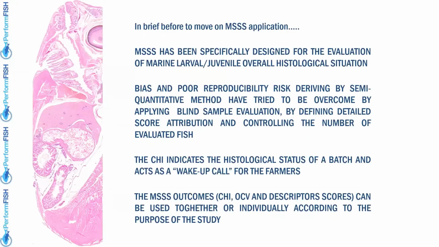And so, in brief, before moving on to the application of our semi-quantitative scoring system: our multi-parametric semi-quantitative scoring system has been specifically designed for the evaluation of the overall histological situation of marine larvae and juveniles. The bias and poor reproducibility risk deriving from the semi-quantitative method have been addressed by applying blind sample evaluation, by defining detailed score attribution and by controlling the number of evaluated fish. The cumulative histological index indicates the histological status of a batch and acts as a wake-up call for the farmer or for the feed producer or other figure.